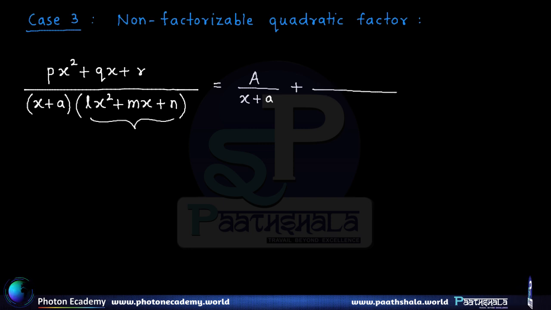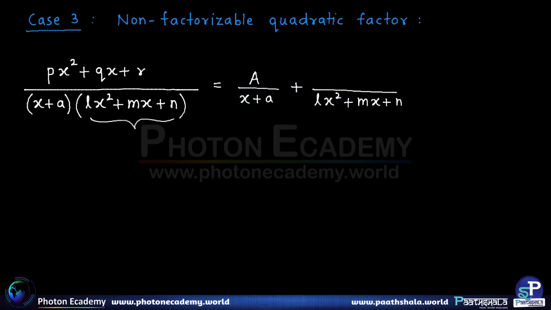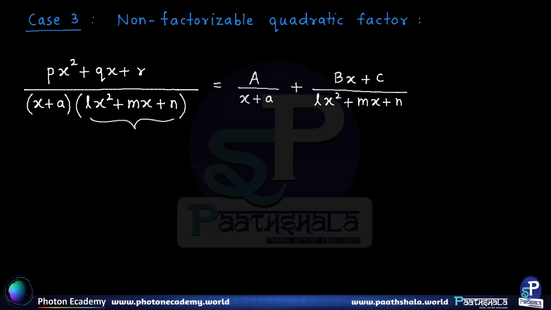now since the second factor, which is lx square plus mx plus n, is not factorizable, in that case we must write the entire factor as it is. But the only difference is that while writing its numerator we will not write it as just B, but we will write Bx plus C. That is, the numerator must be an expression having a degree just one less than the degree of the denominator. So since the denominator is a quadratic factor, we must have some linear expression in its corresponding numerator.